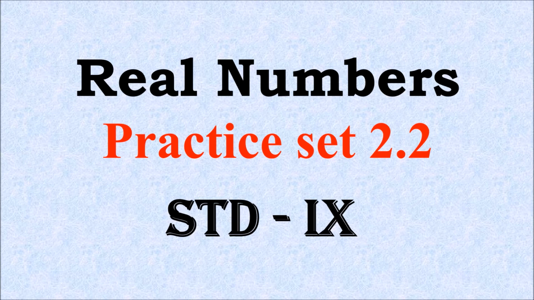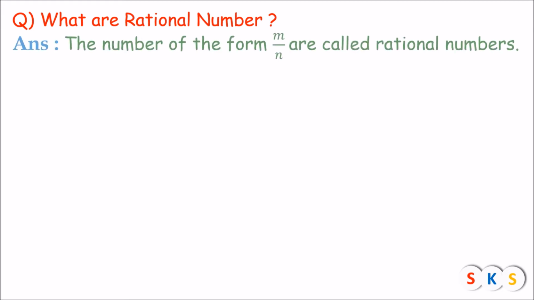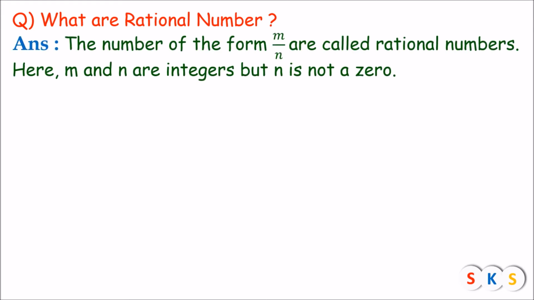Practice set 2.2. Let's start. What are rational numbers? The numbers of the form m upon n are called rational numbers. Here m and n are integers, but n is not zero. So what is a rational number? It is a fraction in the form of m upon n, where the numerator and denominator of this fraction are integers, but the denominator should not be 0. Let's see some examples over here.